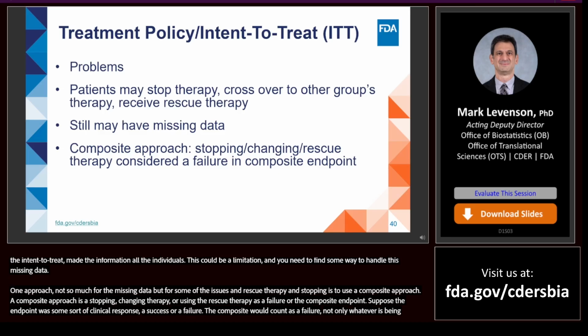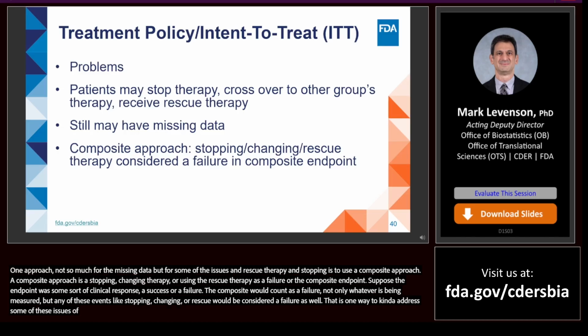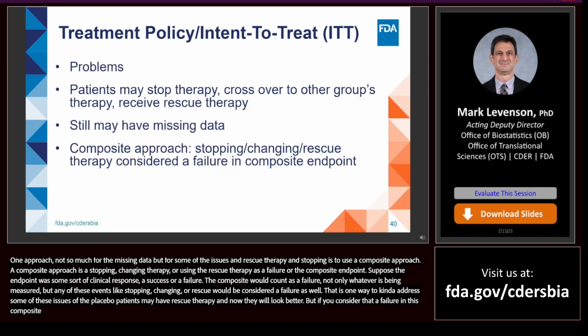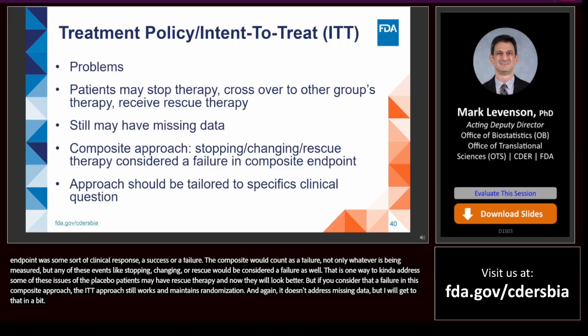So that's one way to address some of these issues, that placebo patients may have got rescue therapy, so they're now going to look better. But if you consider that a failure in this composite approach, the ITT approach still works and it still maintains randomization. Again, it doesn't address the missing data, but I'll get to that in a bit. But in general, the approach should be tailored to the specific clinical question you have.